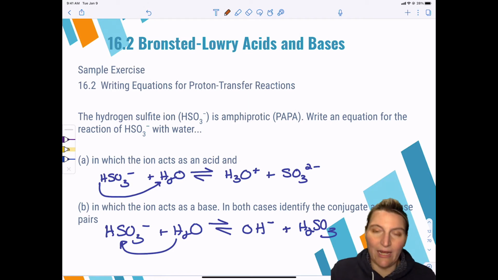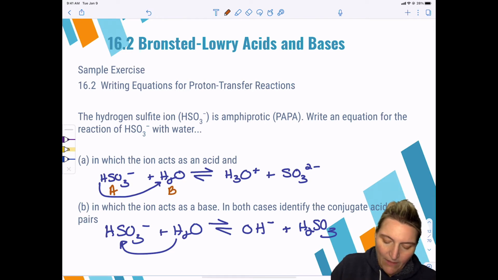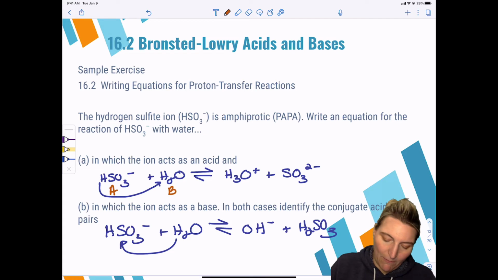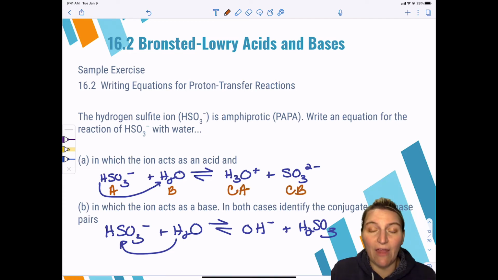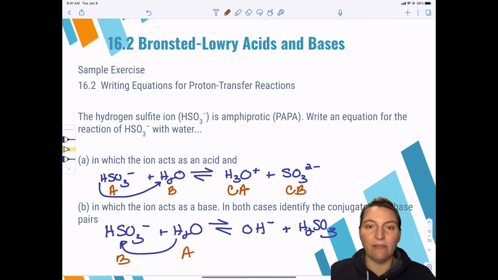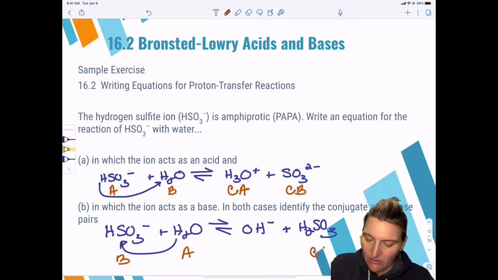So now just identifying the conjugate acid-base pairs. Here we said HSO3 negative was acting as the acid, so this is the acid. This must be the base. Remember, the acid becomes the conjugate base, so this guy is the conjugate base, and this is the conjugate acid. And then you check that by looking at the reverse reaction. Does the conjugate acid act as an acid in the reverse reaction? And it does. HSO3 negative here is the base, and water is the acid. Remember, the base becomes the conjugate acid. So this is the conjugate acid, and this is the conjugate base.